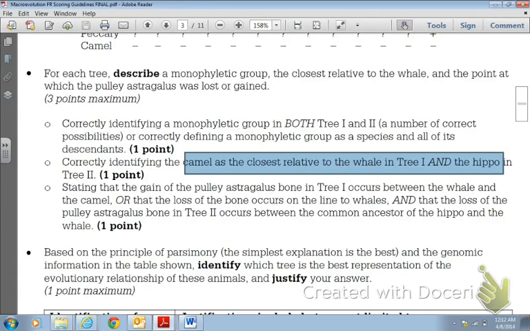Okay, and then here's part C where it gained. This is stating that the gain of the pulley bone in tree 1 occurs between the whale and the camel, or that the loss of the bone occurs on the line to the whale. And the loss of the pulley bone on tree 2 occurs between the common ancestor of the hippo and the whale. So read that, make sure yours is right. So that's only worth 3 points total. 1, 2, 3. So you had to get both in all 3 cases.